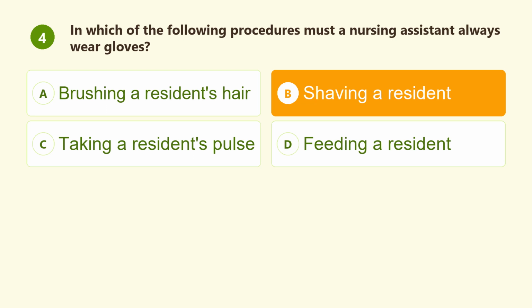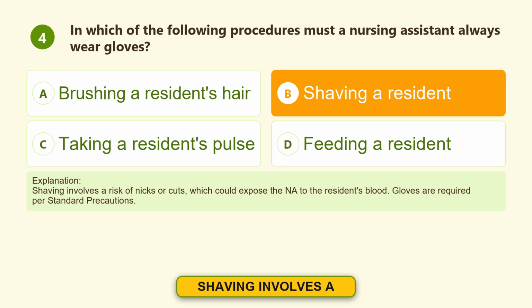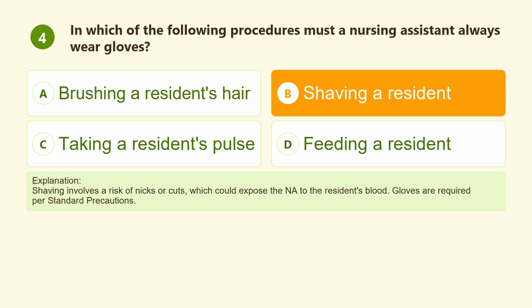The correct answer is option B, shaving a resident. Shaving involves a risk of nicks or cuts, which could expose the nurse to the resident's blood. Gloves are required per standard precautions.